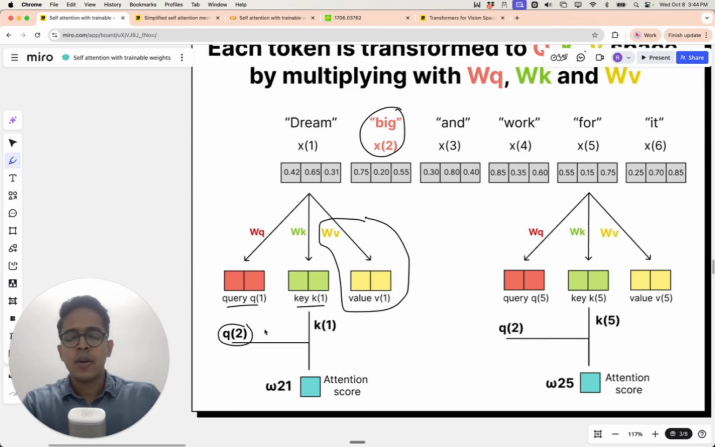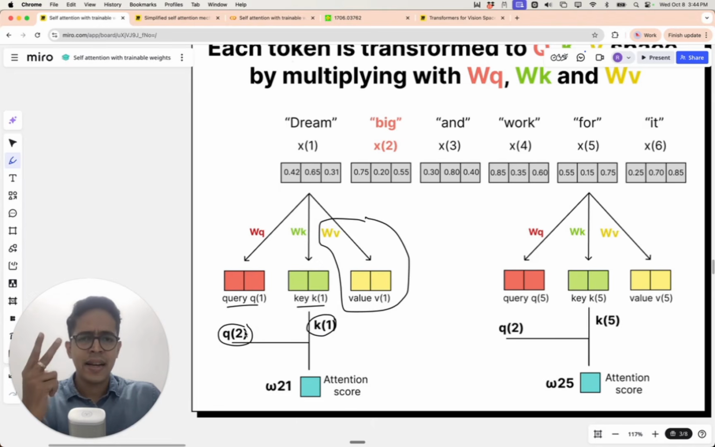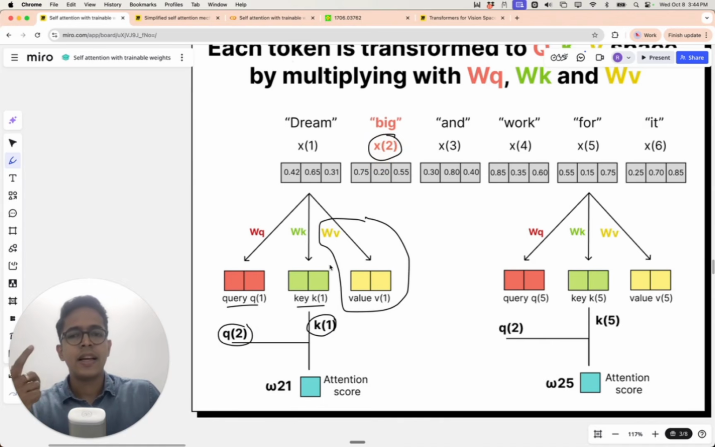Then we want to do the dot product between q of 2 and k of 1. Q of 2 is the query of the second item, which is the query corresponding to x of 2. K of 1 is the key corresponding to the first item in the sequence, which is the key corresponding to dream. And then we get the attention score. So this is the attention that big has to pay to dream. Similarly, this is the attention big has to pay to for. To get the attention, we are simply taking the dot product between query and key.